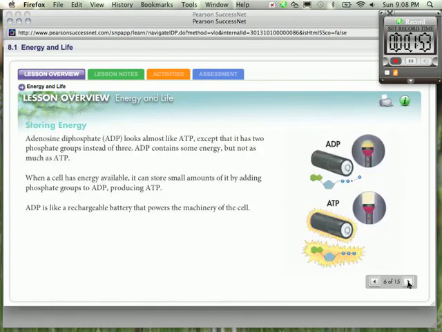Adenosine diphosphate, or ADP, looks almost like ATP except that it has 2 phosphate groups instead of 3. ADP contains some energy, but not as much as ATP. When energy is available, a cell can store small amounts of it by adding phosphate groups to ADP, producing ATP. ADP is like a rechargeable battery that powers the machinery of a cell.